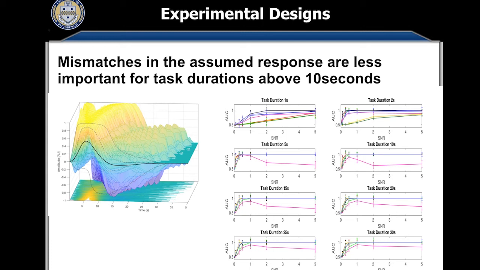But again, back to my recommendation: if you go above 10 seconds for your duration, you really don't use the boxcar, but pretty much no matter what else you use, you've got the exact same area under the curve to that range of signal to noise that we can expect from our data. If you go much shorter than that, using a single canonical function is better than having derivatives and stuff, because you win from the degrees of freedom being less if your signal to noise is really low. So even though it mismatches.